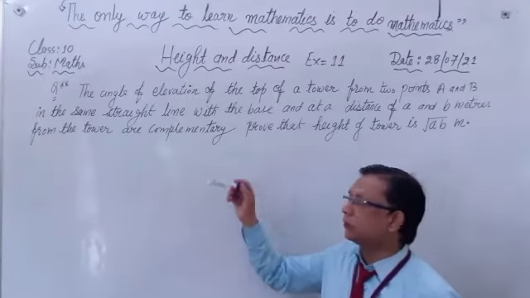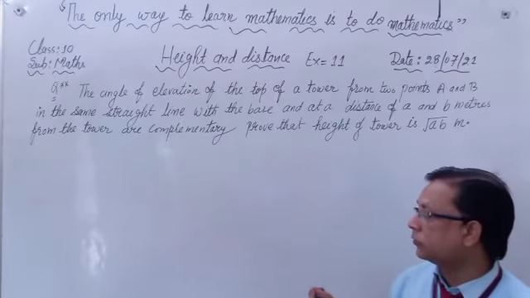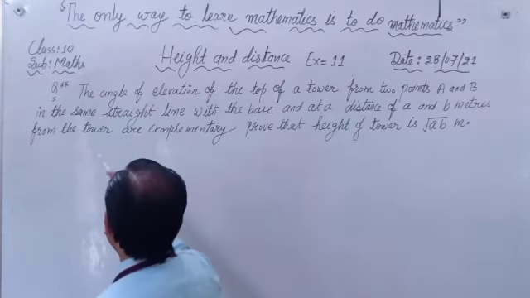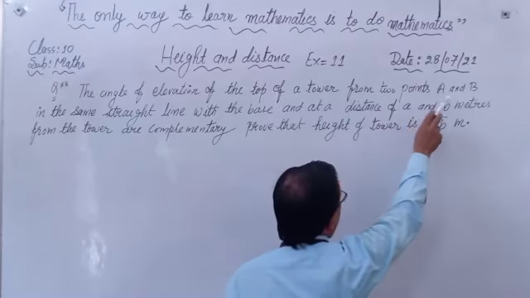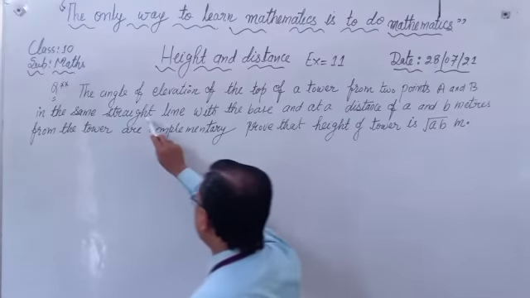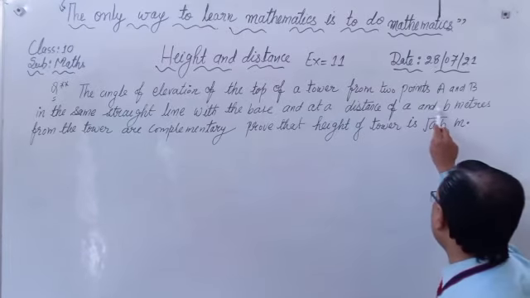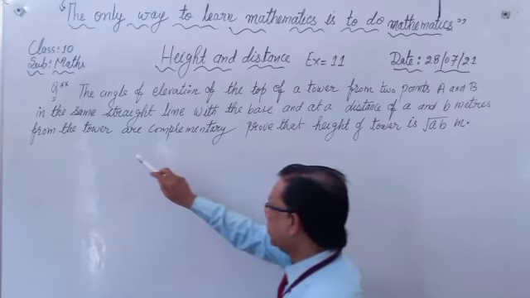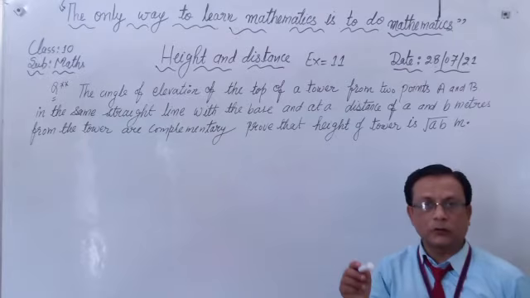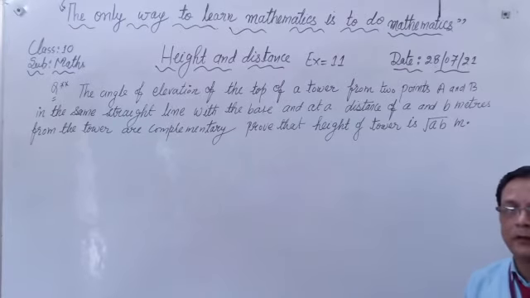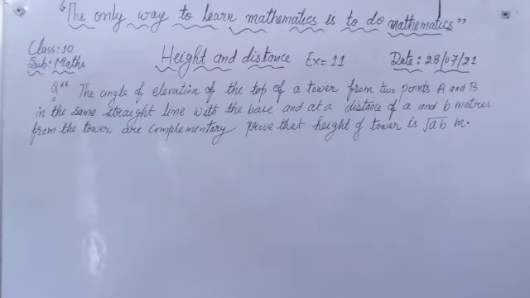This is a very good question asked many times in your examination. Let us read this question. The question is: the angle of elevation of the top of a tower from 2 points A and B in the same straight line with the base, at distances of A and B meters from the tower, are complementary. In this question, 2 points are given where the angles of elevation are complementary. So let us draw the diagram first.